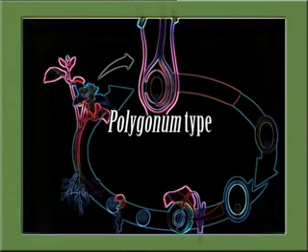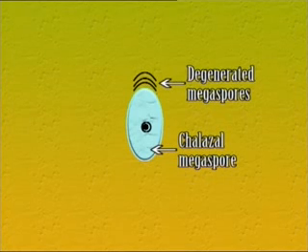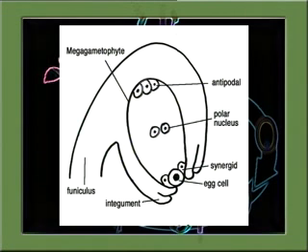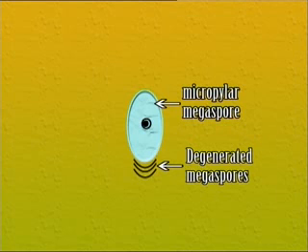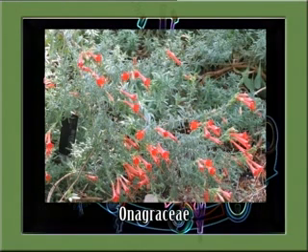The embryo sac is formed by the chalazal megaspore of the tetrad and is 8 nucleate. The mature embryo sac comprises a 3-celled egg apparatus, 3 antipodals, and a binucleate central cell. Next is Oenothera type. This type of embryo sac is derived from the micropylar megaspore of the tetrad and is 4 nucleate. The organization of the mature embryo sac is an egg apparatus and a uninucleate central cell. This type of embryo sac is characteristic of family Onagraceae.